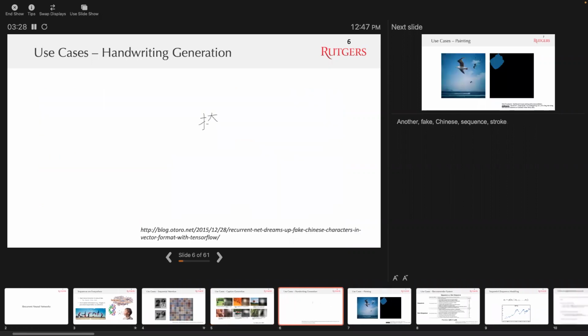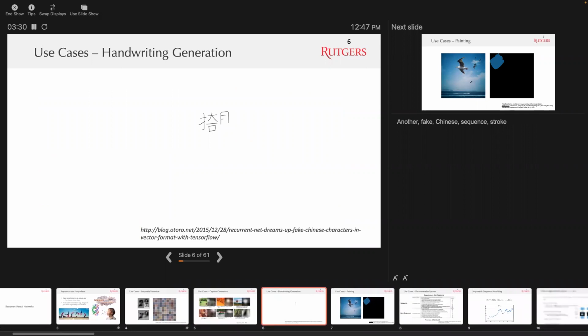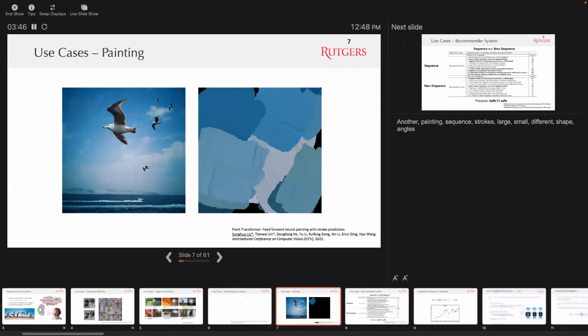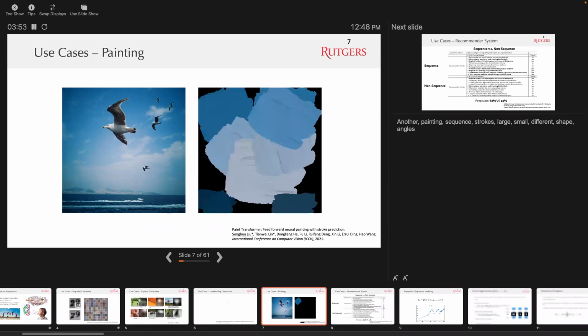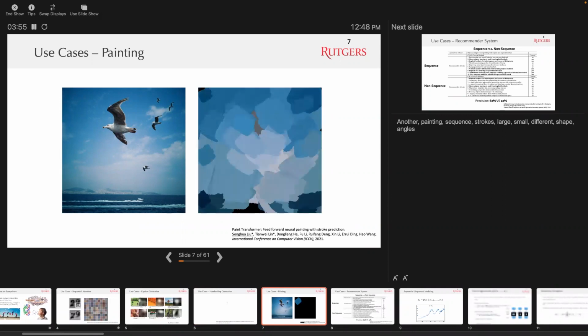Okay. And another case is handwriting generation. When you're generating handwriting, right? Handwriting is just a sequence of strokes, right? Therefore, you can generate one stroke after another, and it's still a sequence model. Paintings too. If you think about paintings, or in this example, oil paintings, oil paintings are also a sequence of strokes, a sequence of larger strokes followed by smaller strokes and smaller strokes, right?